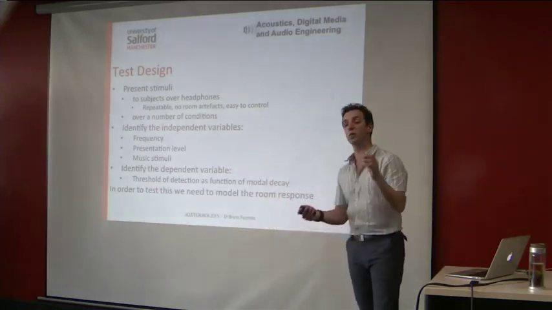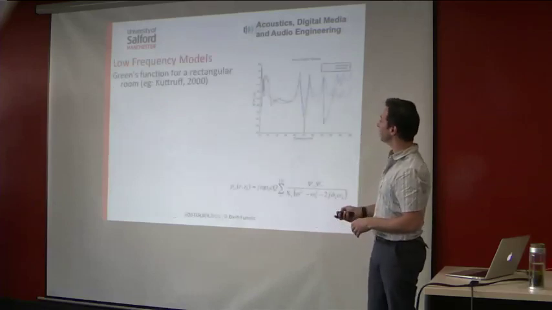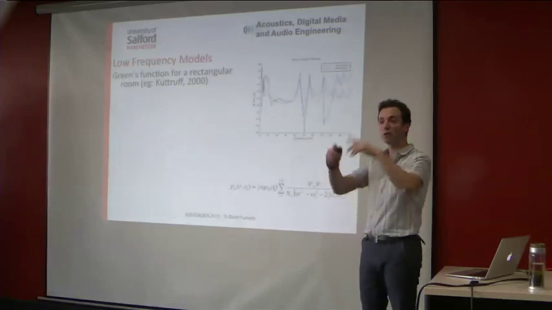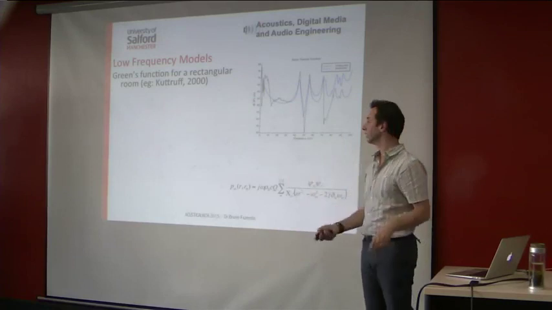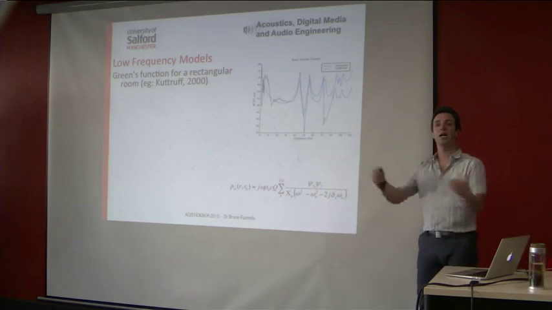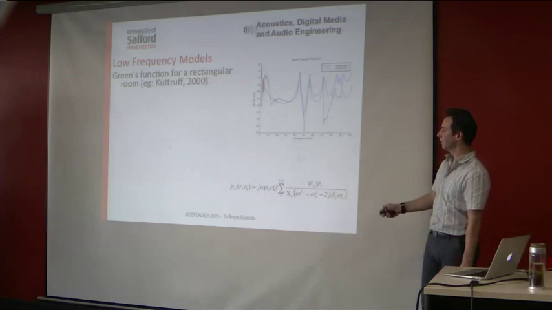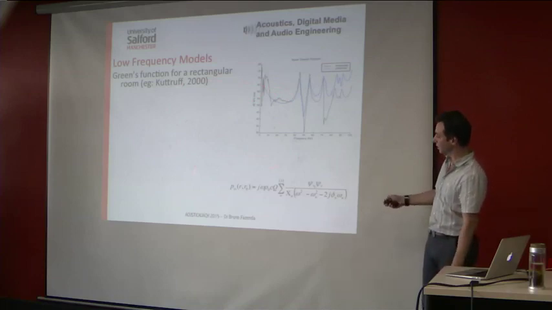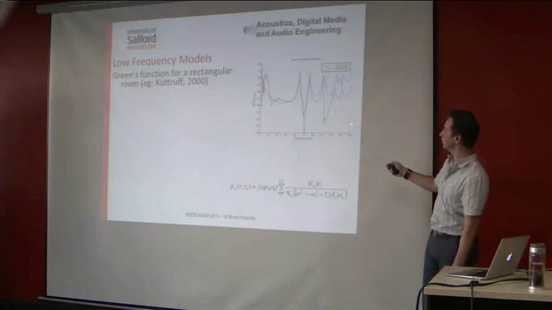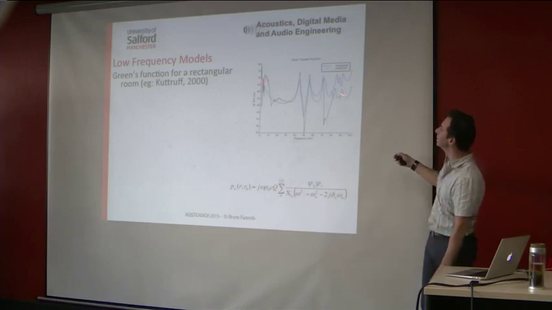Now, in most cases, what we do is we model the response and we present it over headphones. Okay? So how do we model the room? Well, in this case, because we can look at a very simple rectangular room, we can just use an analytical model of a rectangular room, which is called the Green's function, which basically gives us the response according to some parameters of the room, its size, the amount of absorption, where the source and the receiver are, and so on. And of course, before we do anything, we need to test this model against the measurement of a room, which is what we've done, and we can see that for the purposes of our test, the agreement is fairly good.